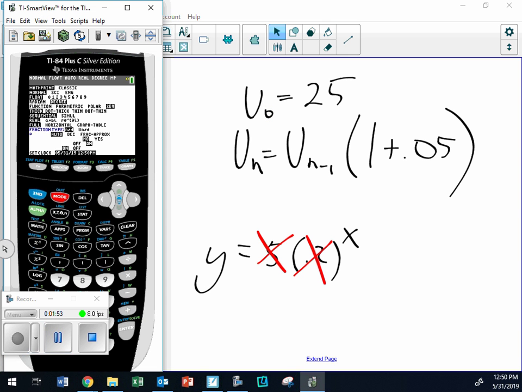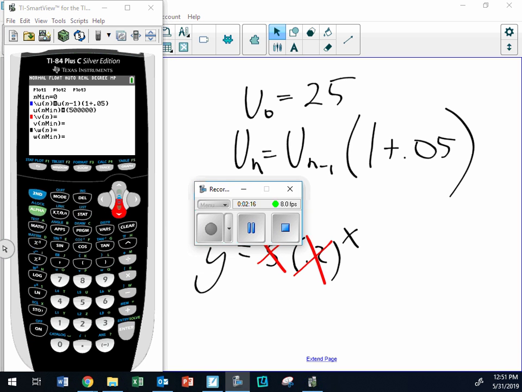Better go into mode, make it in sequence mode. Then I want to go to y equals. I'm going to change this to a simpler 1 plus 0.05. Don't need the whole divided by 12 thing. I'm just going to put a parenthesis right here, and delete out the rest of that stuff. And I started with 25. Move that over.